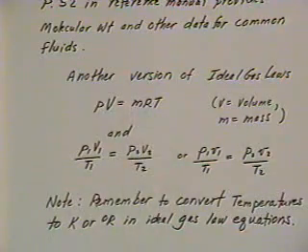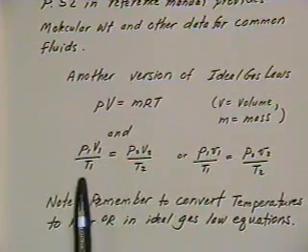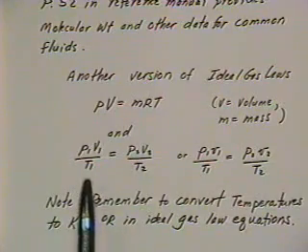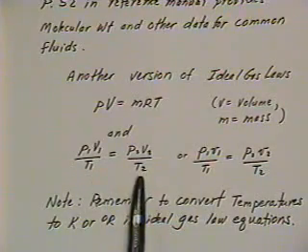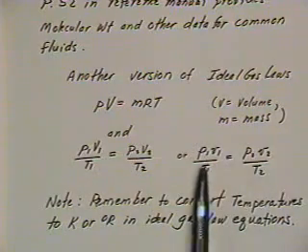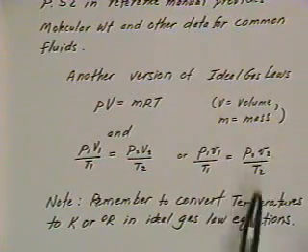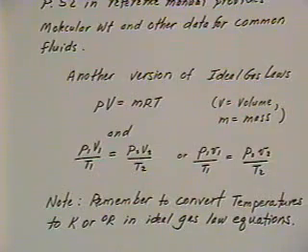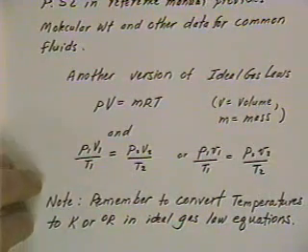And so the ideal gas law can be written as PV equals mRT, or another version that's quite common that'll be useful to you to remember from working out problems on the exams is P1 V1 over T1 equals P2 V2 over T2, or if we want to write it in terms of the specific volumes, P1 v1 over T1 equals P2 v2 over T2, where the small v's represent the specific volumes. And again, a reminder to always convert to absolute temperatures.